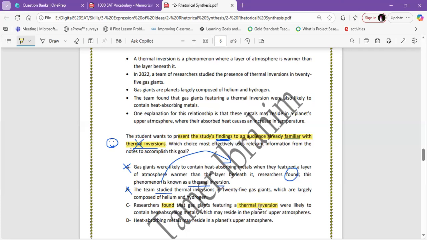He didn't talk about thermal inversion. He just mentioned one. He didn't even tell me what it means. So it can be C. Heat absorbing metals may reside in the planet's upper atmosphere. He didn't talk about the finding. Here we have found, and he talked about thermal inversion. So the answer is C.